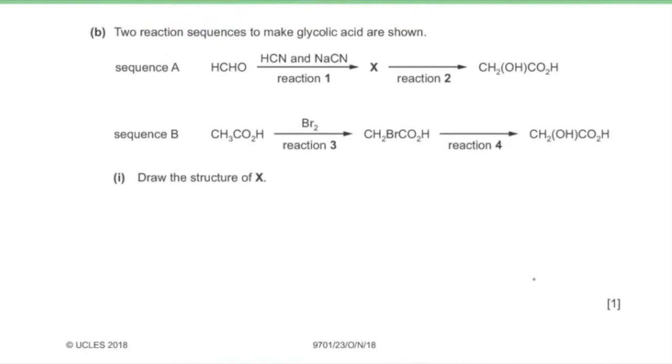Part B, 2 reaction sequences to make glycolic acid are shown. Draw the structure of X. Here in sequence A, HCHO, which is methanal, when an aldehyde reacts with HCN and NaCN, a nucleophilic addition reaction takes place, meaning that this O will become OH and a nitrile group will be attached to this carbon atom. Now the structure of X would be HCH. This O will now have H attached to it from HCN and a nitrile group from NaCN. So this is going to be the structure of X.